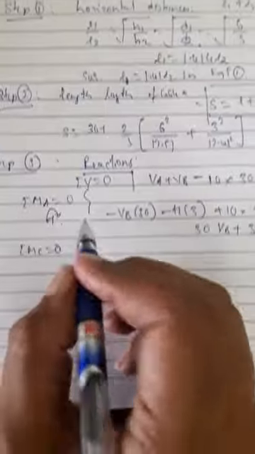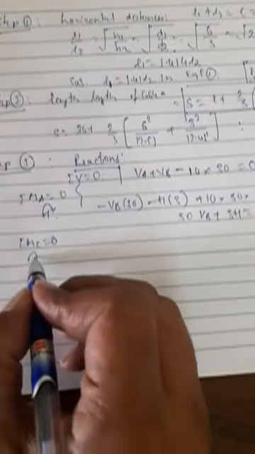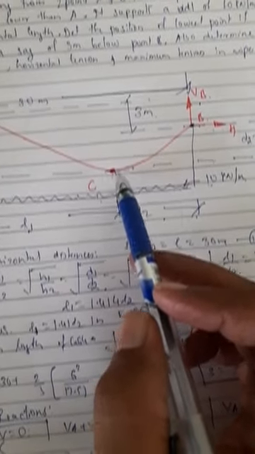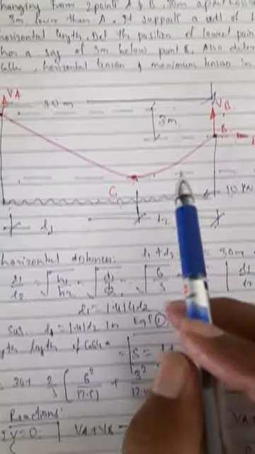So similarly I can write summation of moments about C is equal to 0. Moments about hinge point C. Again clockwise moments are positive. When I am writing summation of moments about C is equal to 0, let me consider the RHS side. So forget this part of the cable. Consider only the part of the cable between C and B.